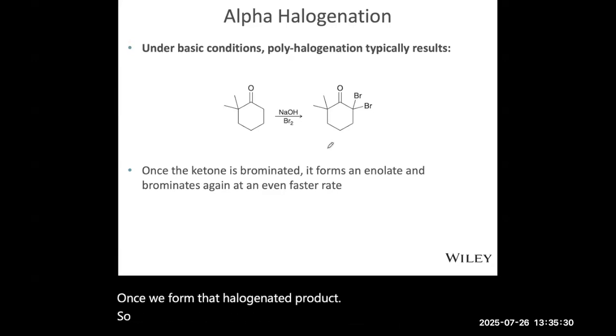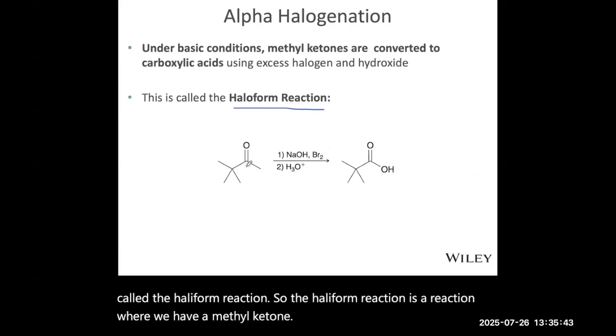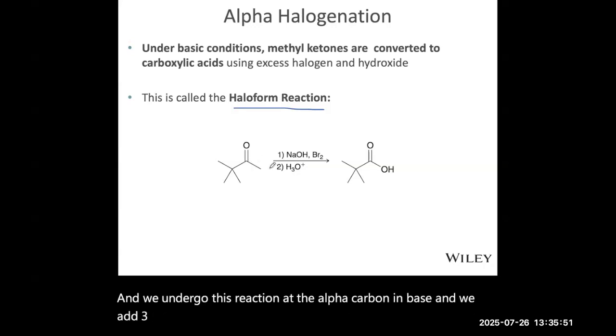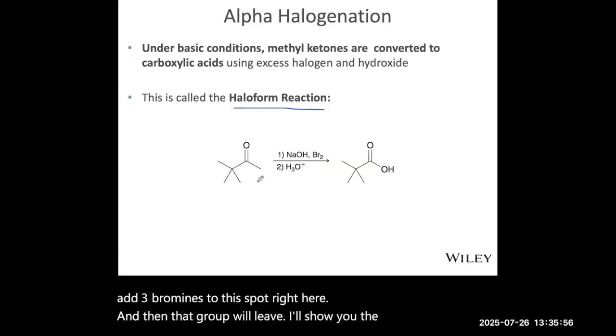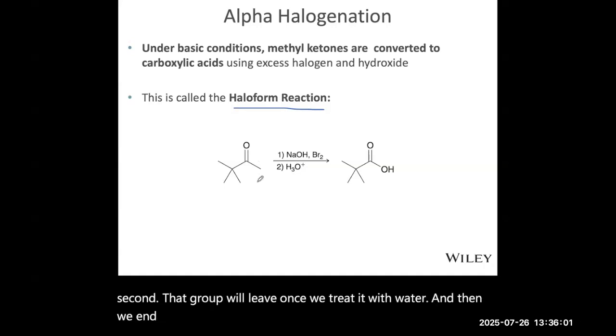So now we can take this idea even just to the next step, which is called the haloform reaction. So the haloform reaction is a reaction where we have a methyl ketone and we undergo this reaction at the alpha carbon in base, and we add 3 bromines to this spot right here. And then that group will leave. I'll show you the mechanism in just a second. That group will leave once we treat it with water, and then we end up getting back to our carboxylic acid. So it's kind of neat because the side product is actually something that we can use.